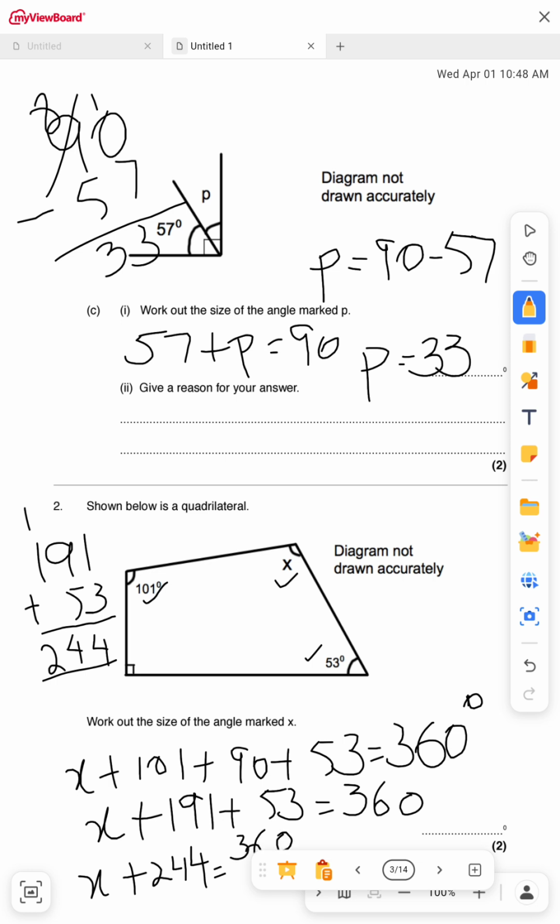So what is 360 minus 244? Let's check it out. 360 minus 244. Can I subtract 4 from 0? No, so I will borrow. So this will be 6, 1 and 1.